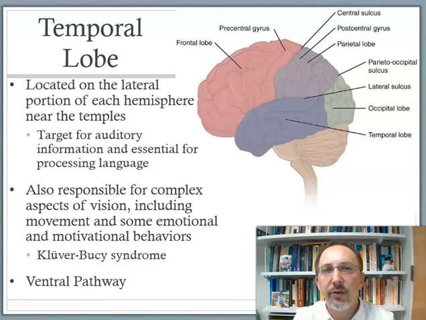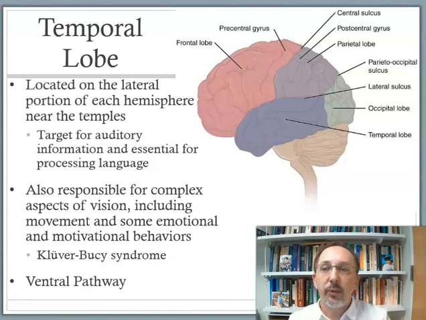Their sexual behaviors change, and they become placid to a certain extent. They don't have an emotional involvement. So we can see that with temporal lobe damage. And the ventral pathway from the occipital lobe in terms of vision, what is it, right?